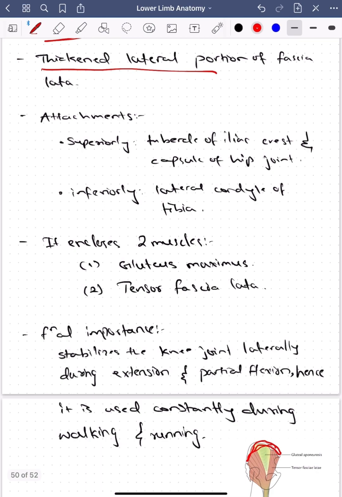Now one more question within this that is commonly asked in your exams is: what are the two muscles that are enclosed by the iliotibial tract? These are the gluteus maximus and the tensor fascia lata.